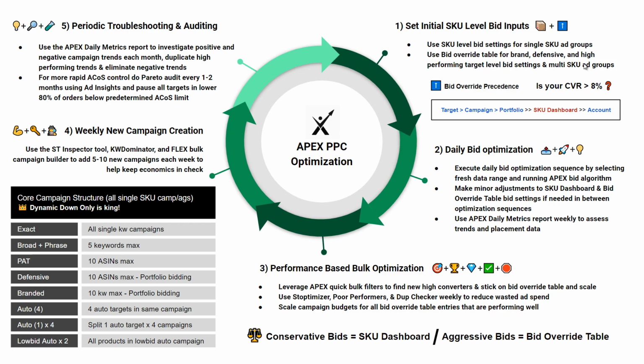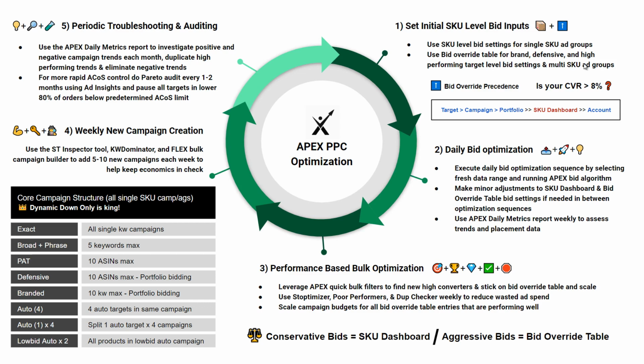You can see the core philosophy down there in the bottom right for balancing your conservative bidding on the SKU dashboard with more aggressive bidding on the bid override table. If you understand that fundamental concept and utilize the two dashboards accordingly, you're really going to do well. The nice thing, if you do have products with a PPC conversion rate of over 8%, you're going to be able to be a little more aggressive even on the SKU dashboard and have a more profitable account out the gate.